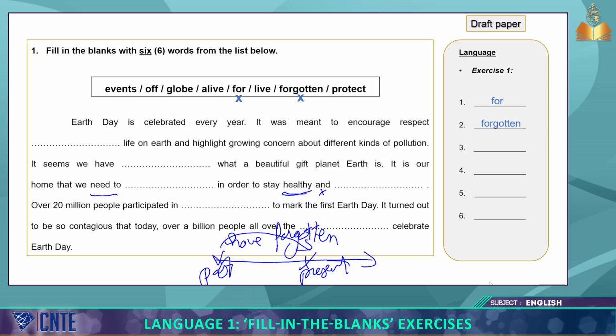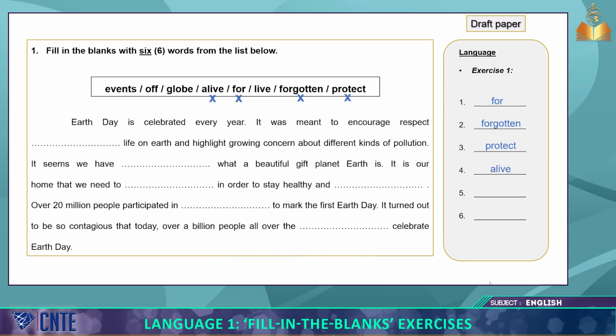To take a decision, we must focus on the meaning. By doing so, it becomes clear that the correct answer is alive. Good. Now, a new sentence. "Over 20 million people participated in blank to mark the first Earth Day."